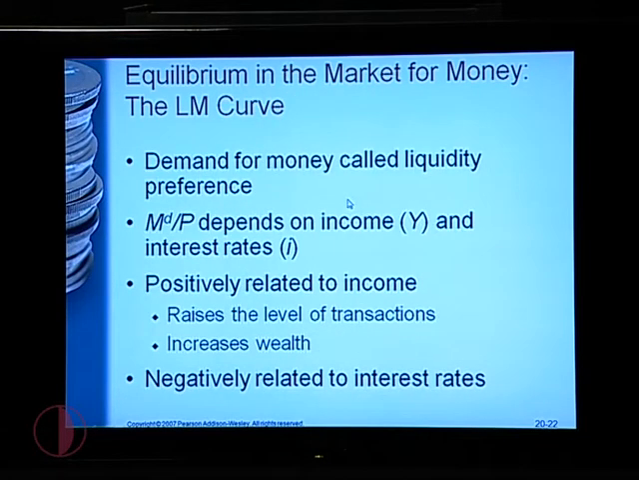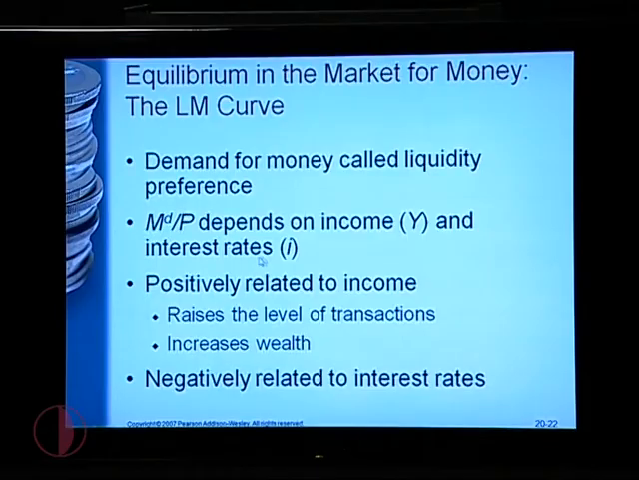Equilibrium in the market for money, the LM curve. Demand for money is called liquidity preference, as we have explained earlier. MD over P depends on income, Y, and interest rate, I. It is positively related to income, which raises the level of transactions and increases wealth, and negatively related to interest rates.